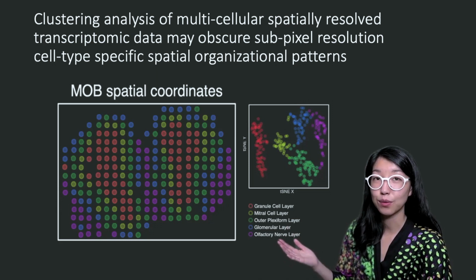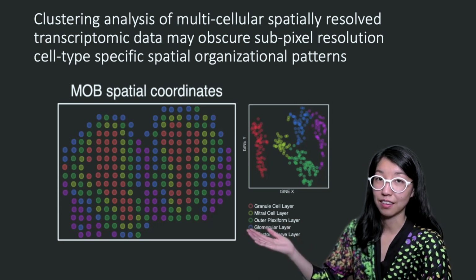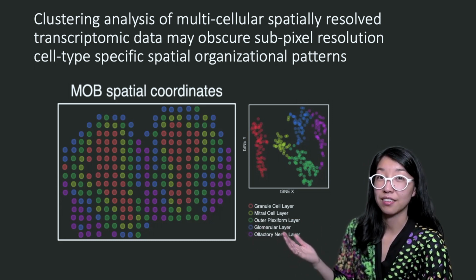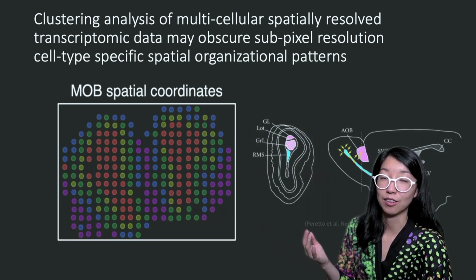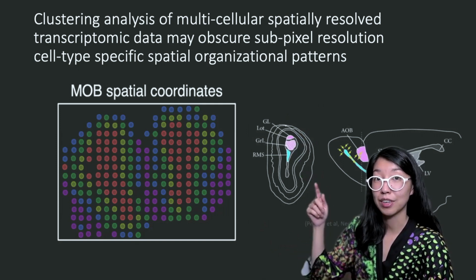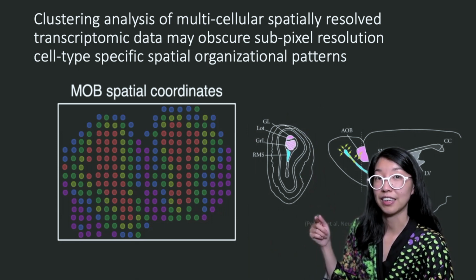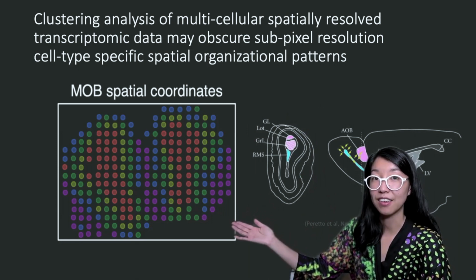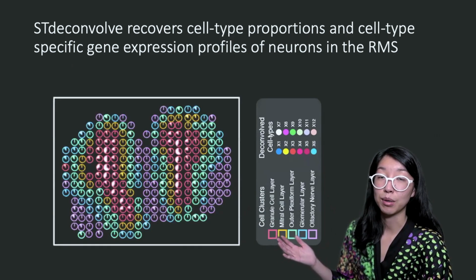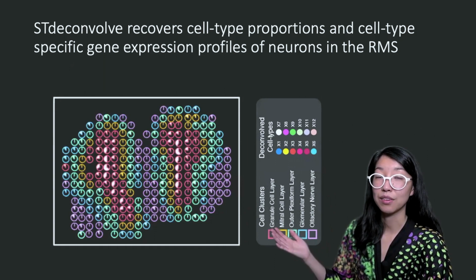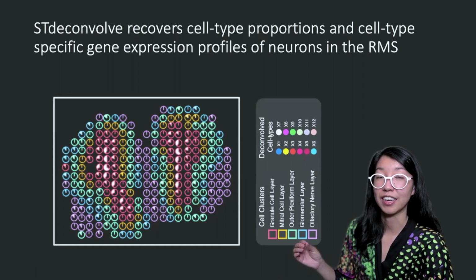We can also analyze real multicellular pixel resolution spatially resolved transcriptomics datasets, such as this of the mouse olfactory bulb, where we found that clustering analysis alone was unable to recapitulate known subpixel resolution cell type specific spatial organizational patterns, such as the rostral migratory stream in the middle of the granule cell layer, which is not apparent from clustering analysis alone. Applying STdeconvolve, we were able to identify a particular cell type that spatially was localized towards the middle of the granule cell layer where we expected this rostral migratory stream to be present.